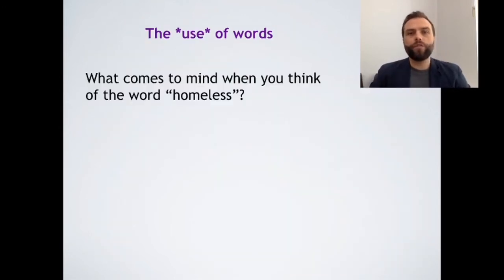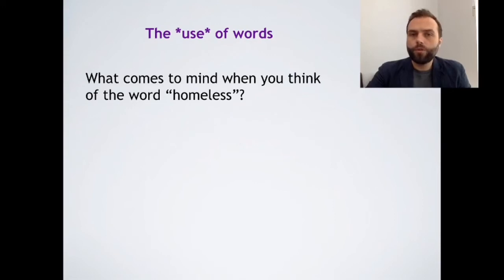So sticking with vocabulary, have a look at this. This is related to the use of words. So what comes to mind when you think of the word homeless? Have a think about that word. What do you think about when you hear the word homeless? Well, this is kind of like a stereotype or the connotation of a word. This is quite a big part of teaching vocabulary, especially to higher level advanced learners. They need to know the connotation of vocabulary.